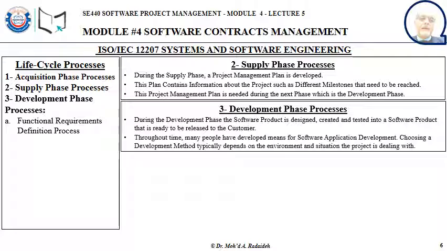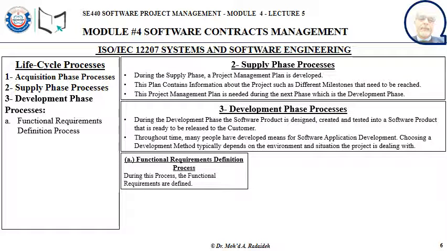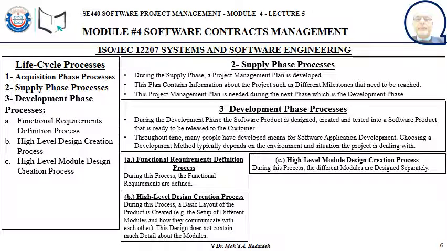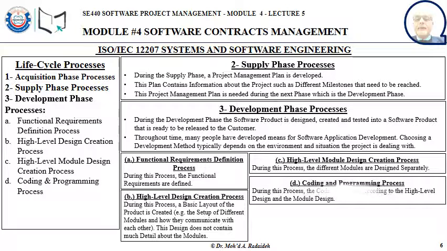The functional requirements definition process: we simply define the functional requirements during this process. And the high-level design creation process: again, we simply derive a high-level design for the targeted system. High-level module design, and coding and programming. We create the code, we do the programming.